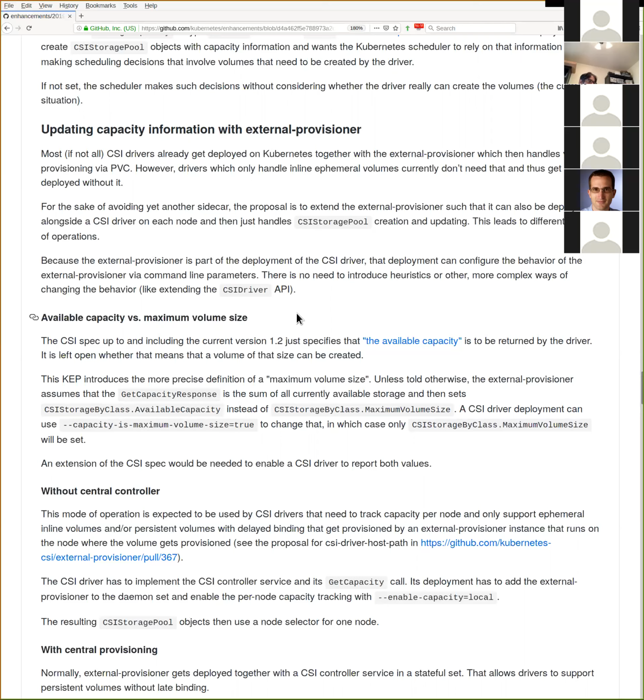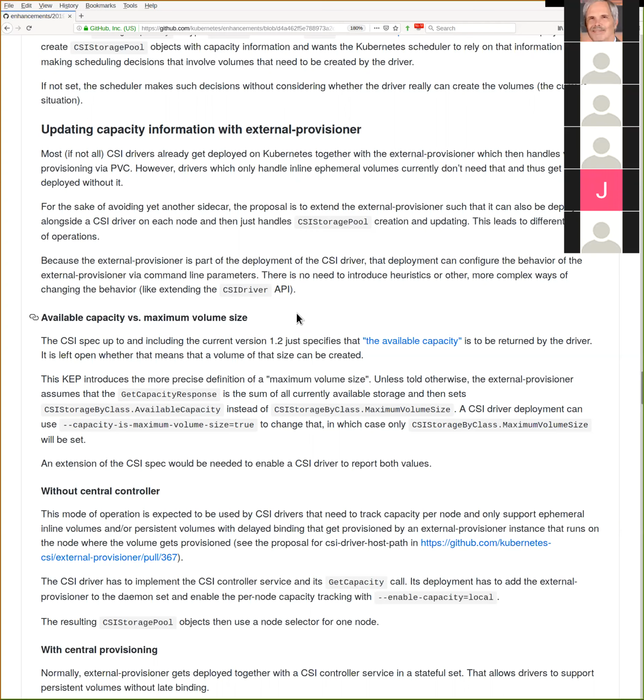So in order to make a decision, the scheduler needs to know, I guess before a volume is provisioned, what the size of that volume is going to be, right? Yes, but that's what we have. We do have the size that is requested in the PVC. That's the value that the Kubernetes scheduler will use.